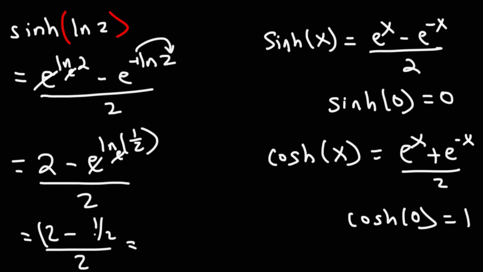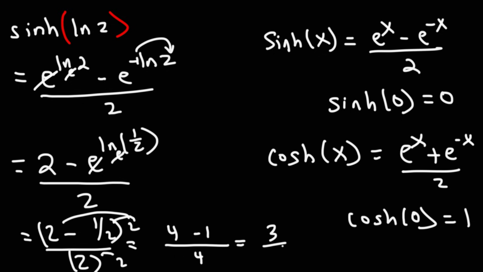Now what I'm going to do is multiply the top and bottom by 2, just to get rid of the fraction. So here I have 2 times 2, which is 4. 2 times 1/2 is 1. And on the bottom, 2 times 2 is 4. 4 minus 1 is 3, so I get 3 over 4 as the final answer. So that's the value of hyperbolic sine of ln 2. It's 3 over 4.